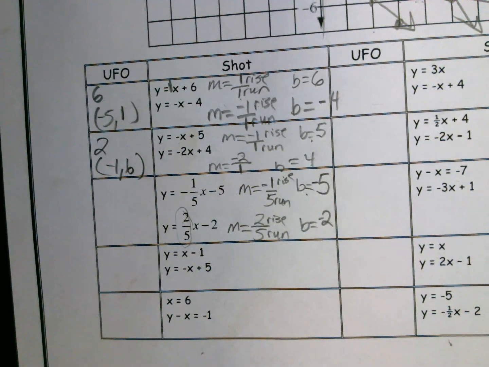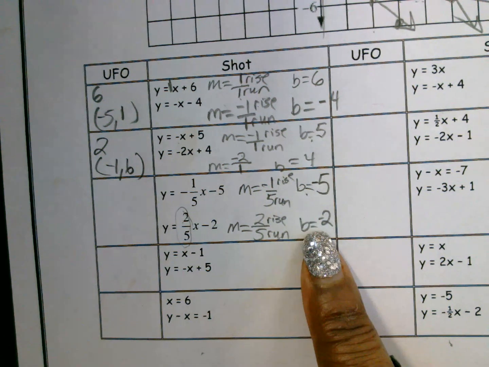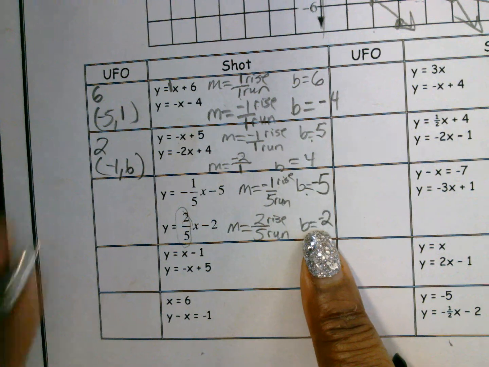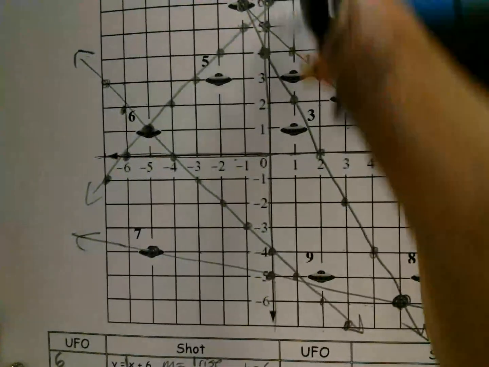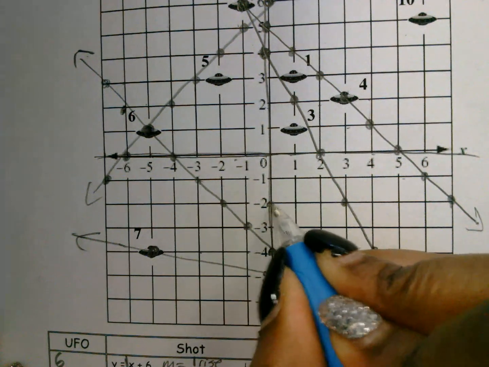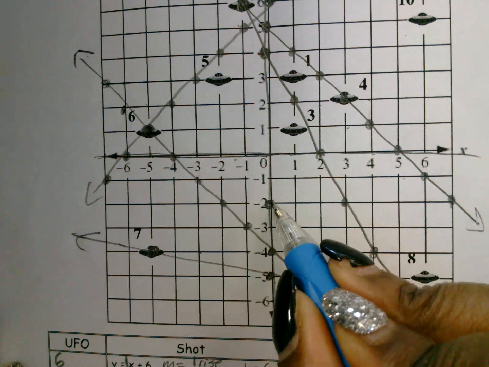Riley, are you good with it? Okay. So now we're going to find negative 2 on the y-axis. You okay? So find a negative 2 on the y-axis. This is the y-axis. Negative 2 is right here. You okay?